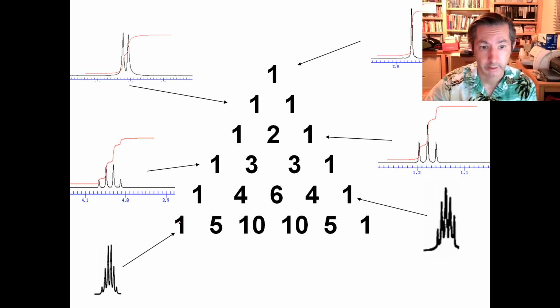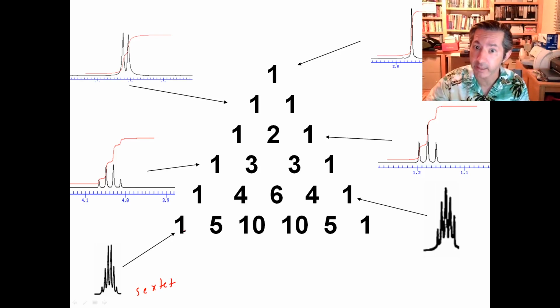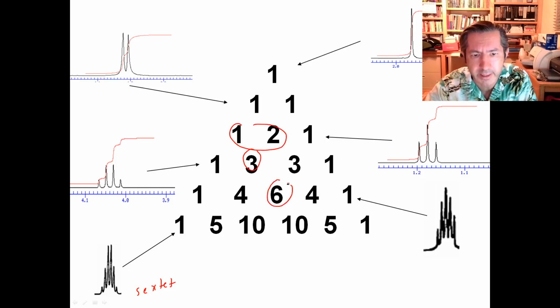And here's 6 peaks, that would be called a sextet. And so Pascal's triangle actually gives you that ratio within the signal, the number of peaks in a signal. The way you generate these numbers is this 3 is 1 plus 2, this 6 is 3 plus 3. You just add up the 2 numbers right above it to get the number below it.